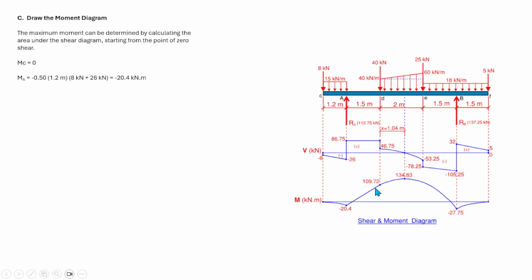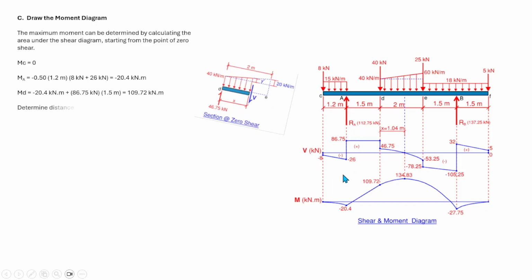Now we can proceed to determine the moment at point D. So the moment at point D is equal to negative 20.4 plus the area under the shear diagram from point A to D, which is rectangular. So that is negative 20.4 plus 86.75 times 1.5 from here to there. And that is equal to 109.72. So that is the moment at point D.